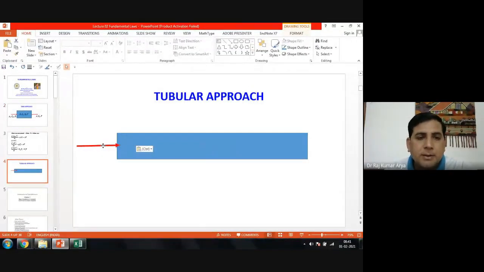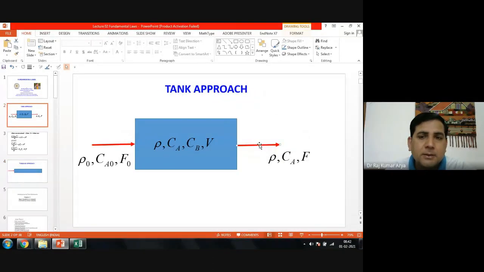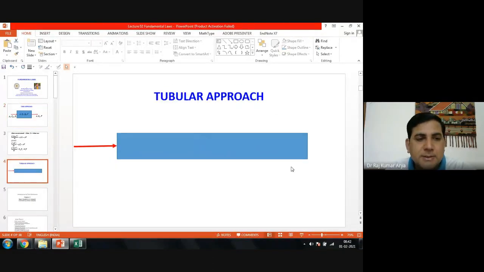Let's say you are feeding from this particular end here. Now what will happen here? If you are not making well-mixed conditions inside this entire reactor, what will happen? Your things would change along the length.